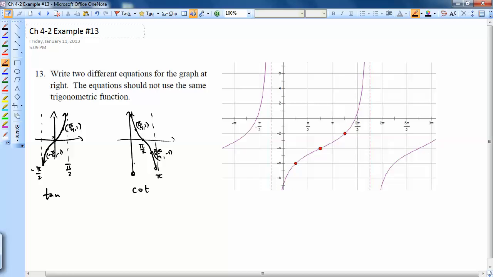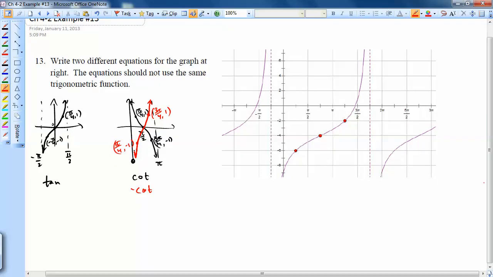Okay, so we need 2 different equations, one tangent, one cotangent. But if you notice, cotangent, we're never going to be able to get it to look like cotangent, but we will be able to get it to look like negative cotangent. Right? So now this point is really 3 pi over 4 comma positive 1, and this point is pi over 4, negative 1. So either way we can aim for those. So let's take a look at what we've got here.